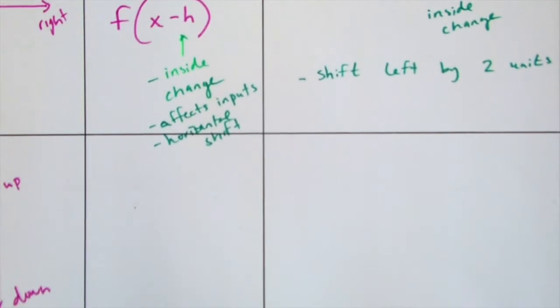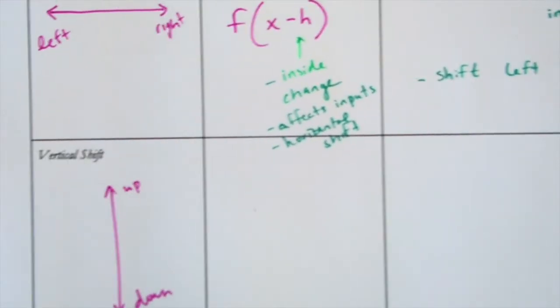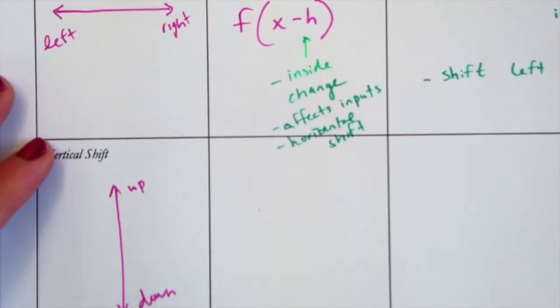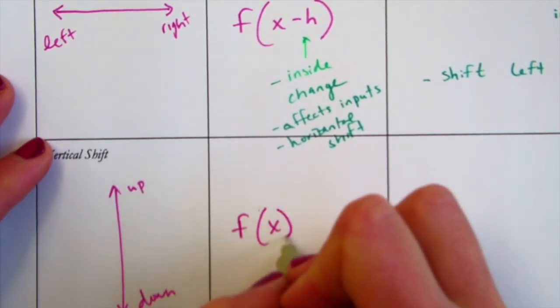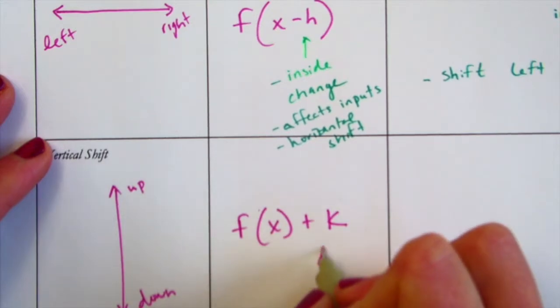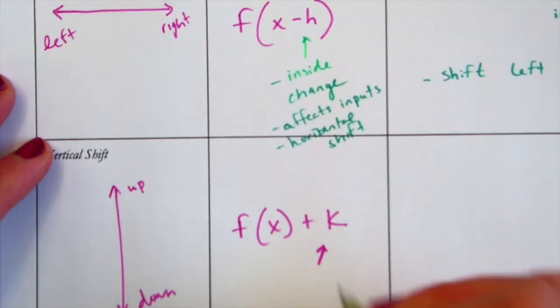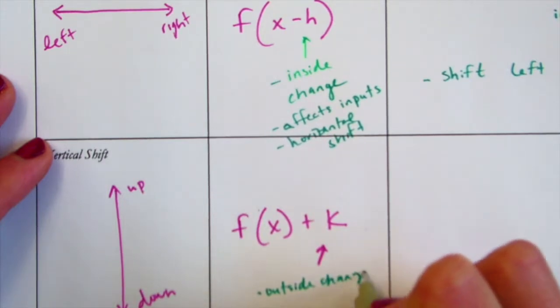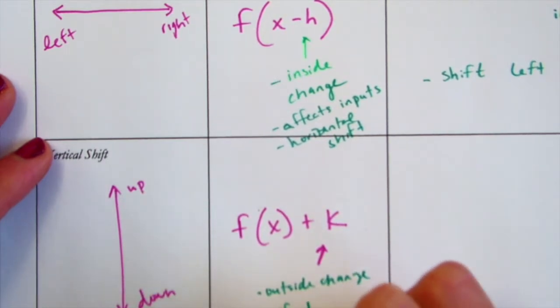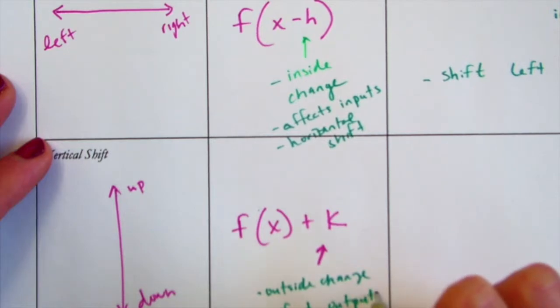Okay, let's move on to vertical. Vertical would be like f of x plus k. This is an outside change. It's outside the parentheses. Therefore, it's going to affect the outputs of the function. Outputs are y values, therefore it's going to result in a vertical shift.